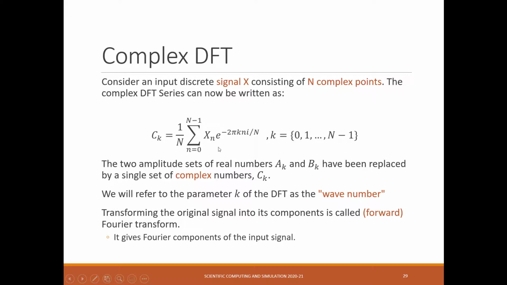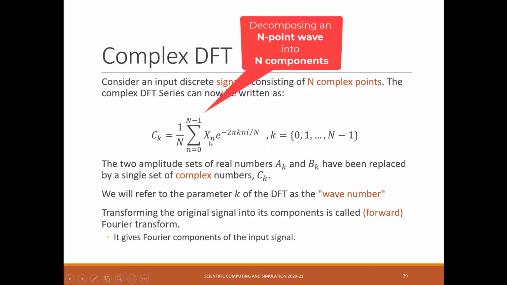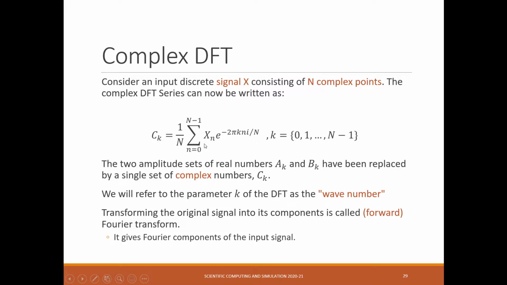Okay, in this slide we have the complex DFT series written in polar form. Consider an input signal x consisting of N complex points or samples. Using this series, we can transform the input signal x into N Fourier components, which are stored in Ck. In fact, Ck stores N complex numbers. Each one determines a component wave for the input signal x. In this series, the parameter k refers to the wave number.